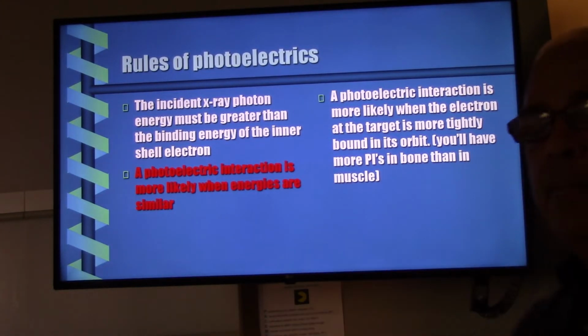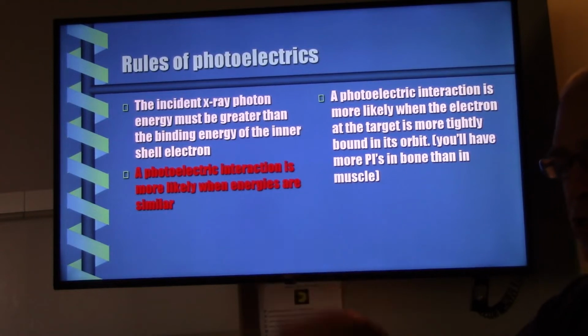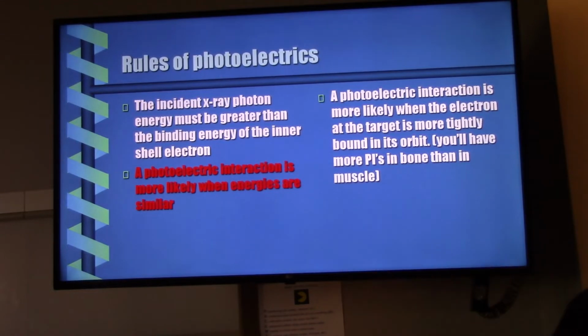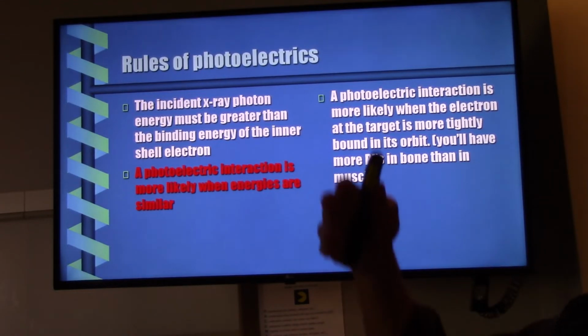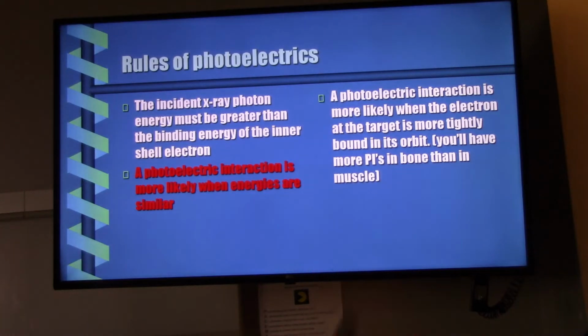So in that example I was telling you, where we had an inner shell electron that had a 20 keV energy, well, 20 keV X-ray photons are going to be more likely to have an interaction with that shell level. That's just physics, it's just the way it works. I didn't write the rules, I just work here. Okay, and photoelectric interaction is more likely when the electron at the target is more tightly bound.